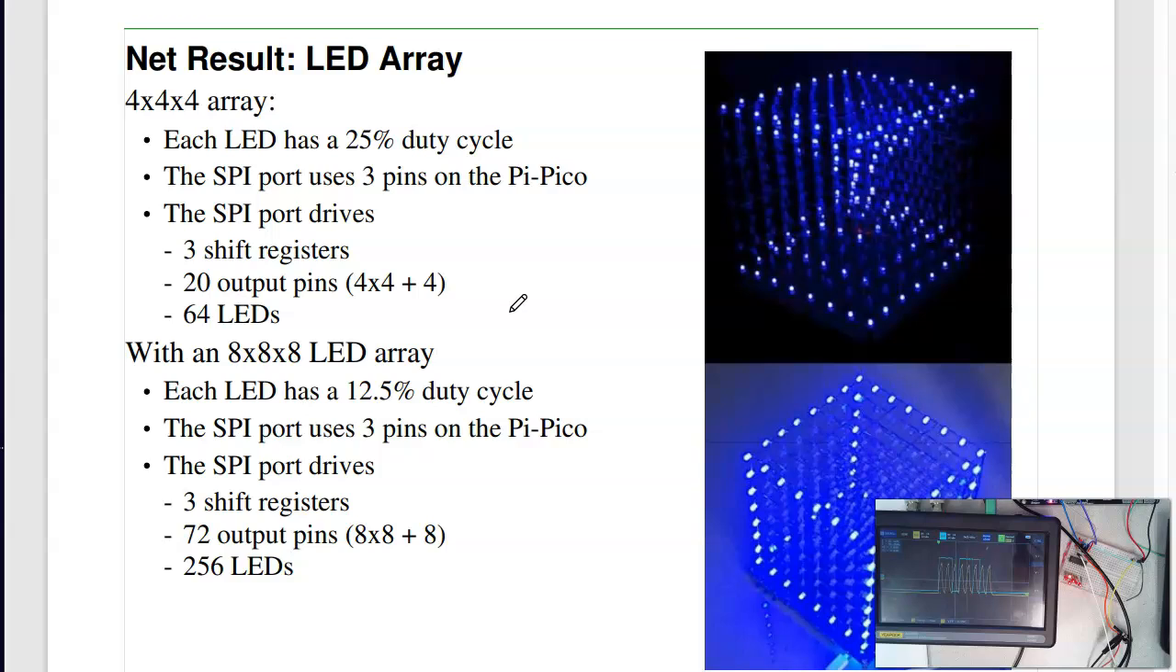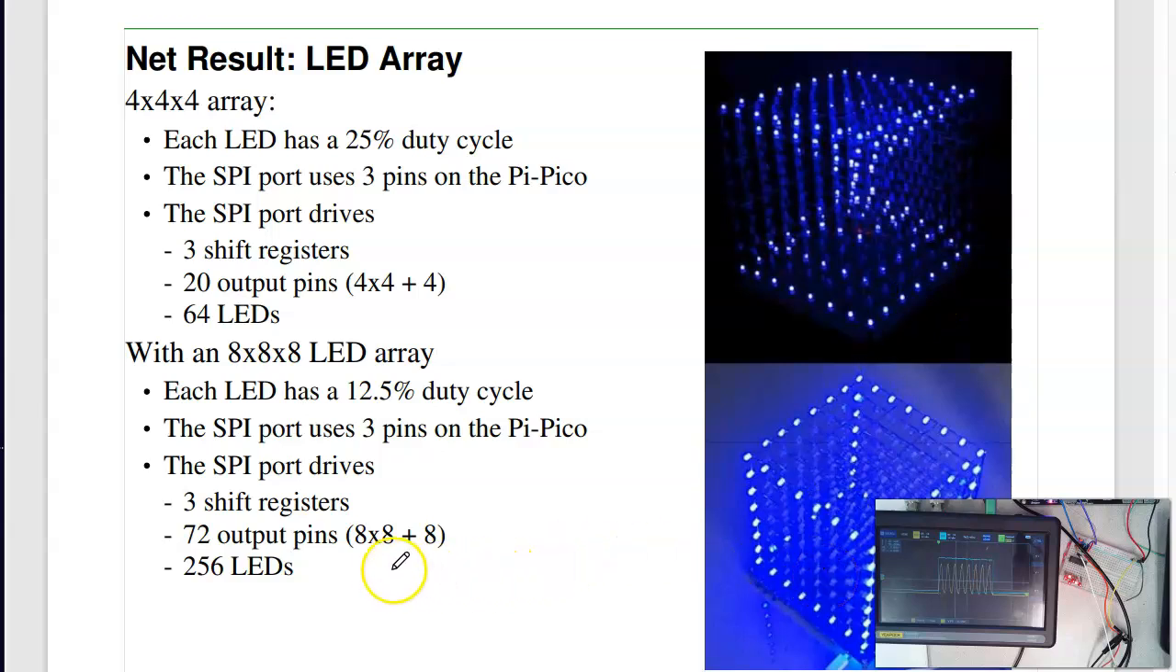Repeat the same pattern for an 8x8x8. The only difference is instead of being on 25% of the time, because there's 4 levels, I'll be on 12% of the time because there's 8 levels. Instead of using 16 verticals, I'll need 64 verticals.